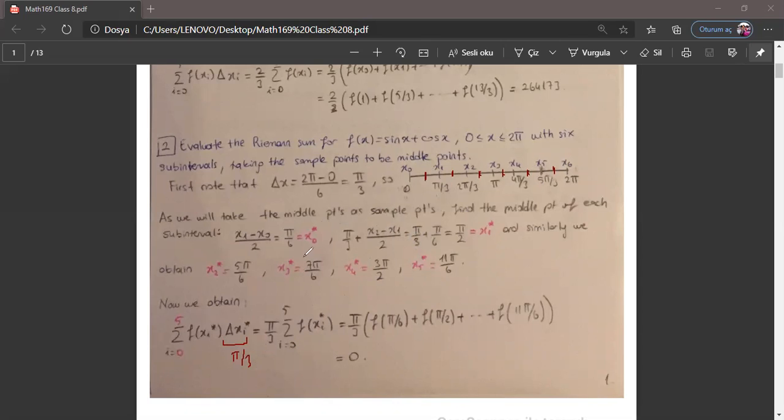We start with 0, as I denoted it by x0 star, till 5. So what do we have? The first middle point is pi over 6, and then pi over 2, and then 5 pi over 6, till 11 pi over 6. Okay, so by using the definition of this function, you can easily find the value of the function. At the end, you will obtain 0.